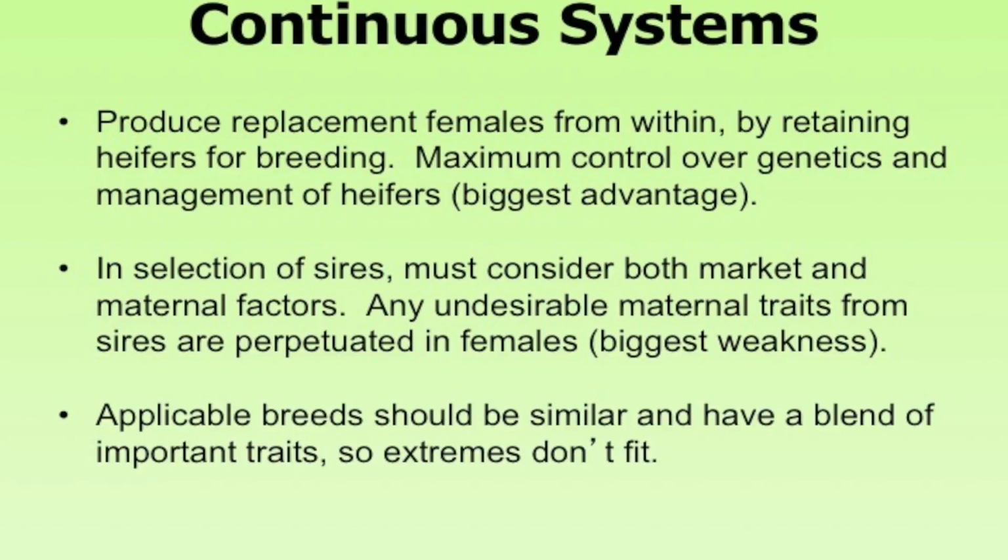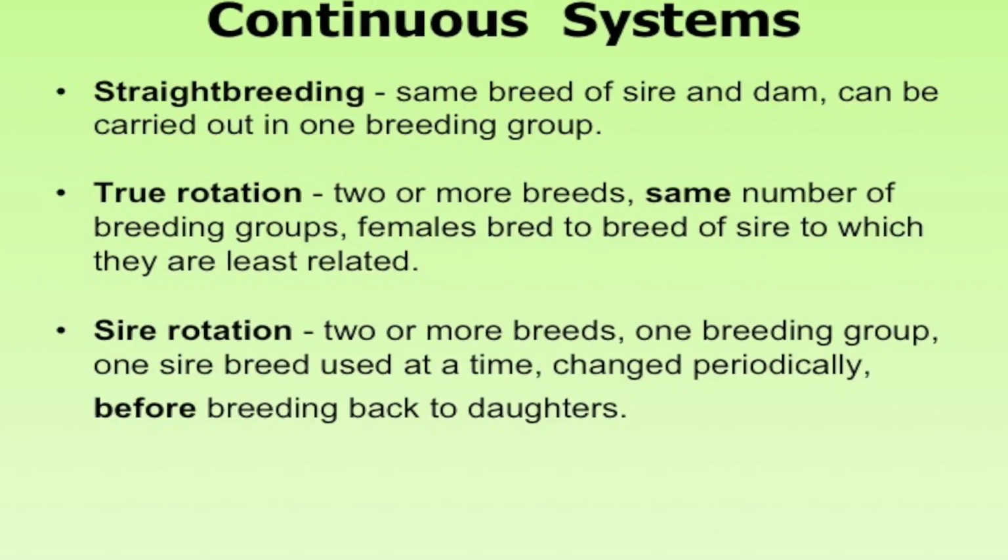So if we're trying to really jump the growth and performance of our calves, you may not be able to do it in a continuous system, because, yes, the animals that go into the feed yard would have increased performance, but the females that you put back into the herd could be bigger, growthier, maybe leaner cattle and not as high performing. Continuous systems include straight breeding, so using purebreds or maybe composite breeds. A rotation is an example. A sire rotation is another example.